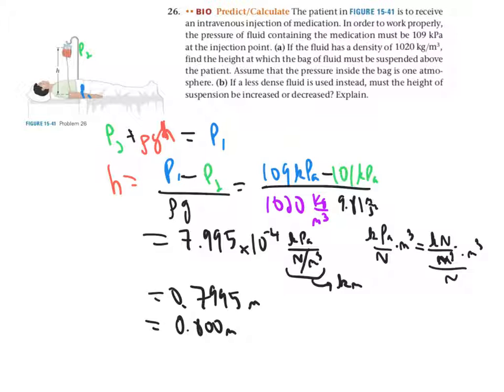And then part B, if we use a less dense fluid, well, since the density is on the bottom, we make this number smaller, we'll make this number larger. So part B says if the density is less, then the height has to become more.